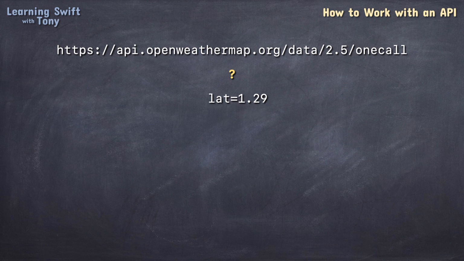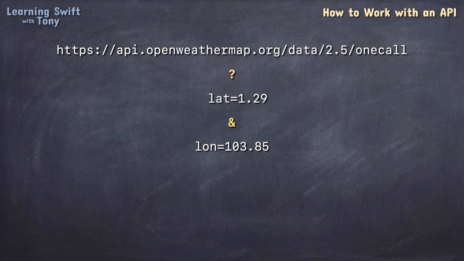No spaces, very important. Now we need another argument, so we add the separator, ampersand, followed by the second argument, written as LON equal 103.85. Feel free to Google the coordinates of your own favorite city if you want. I had to choose an example here, and I decided to choose Singapore.